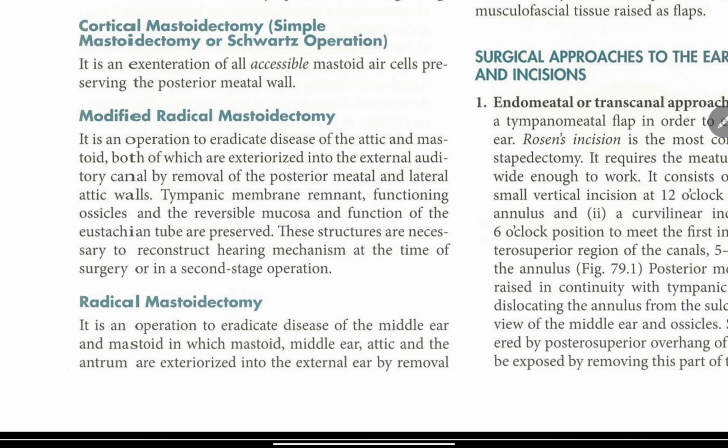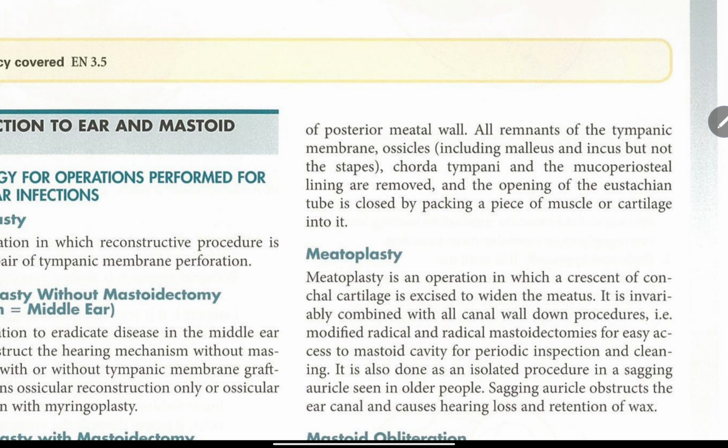Radical mastoidectomy. It is an operation to eradicate disease of the middle ear and mastoid, in which mastoid, middle ear, attic, and antrum are exteriorized into the external ear by removing the posterior meatal wall. All remnants of the tympanic membrane, ossicles including malleus and incus, but not the stapes, chorda tympani, and mucoperiosteal lining are removed, and the opening of the eustachian tube is closed by packing a piece of muscle or cartilage into it.